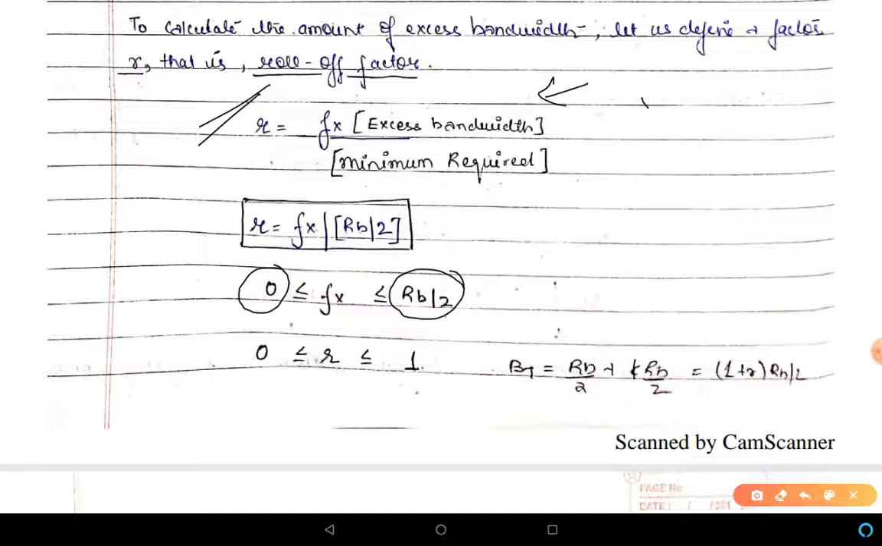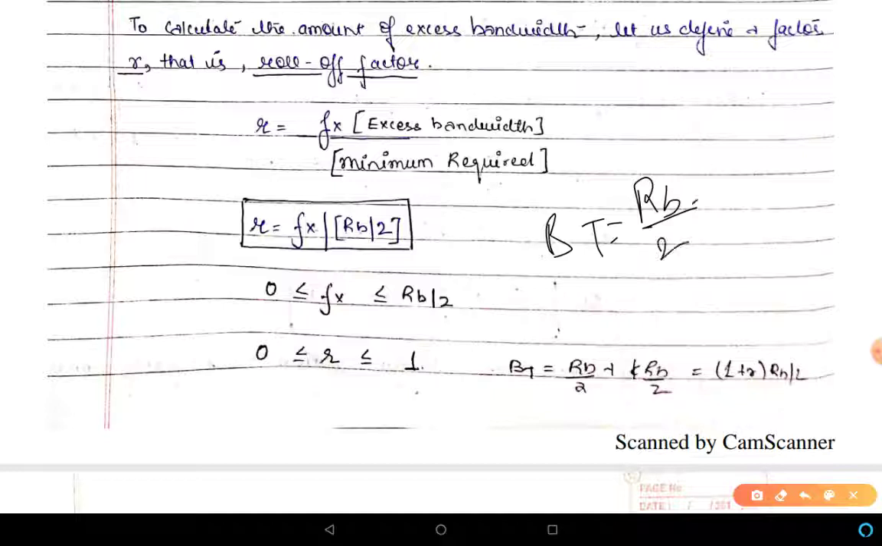So Fx will vary from 0 to RB by 2, and minimum required is the Nyquist rate, that is RB by 2. So your roll-off factor is a ratio of Fx and RB by 2, and as Fx will vary from 0 to RB by 2, that is why roll-off factor will vary from 0 to 1, and your transmission bandwidth is your minimum required, RB by 2, plus excess bandwidth, which is Fx.